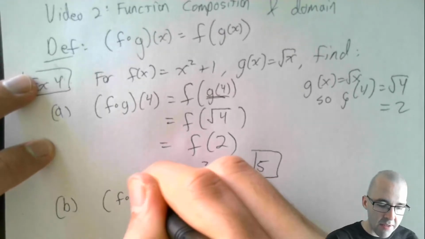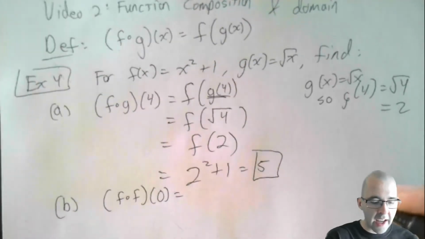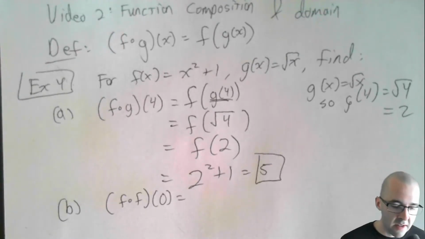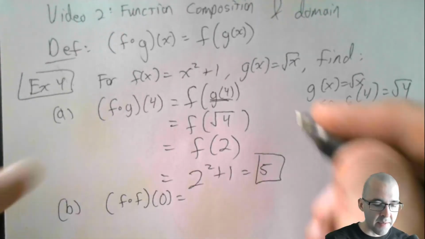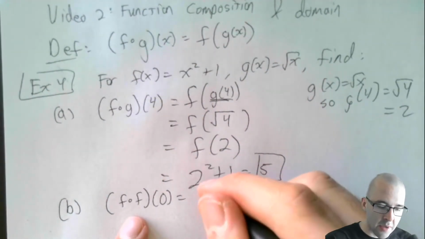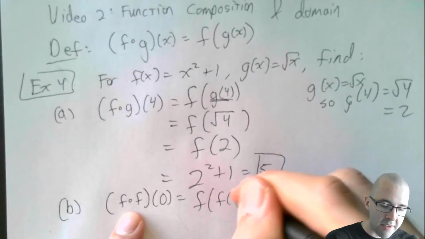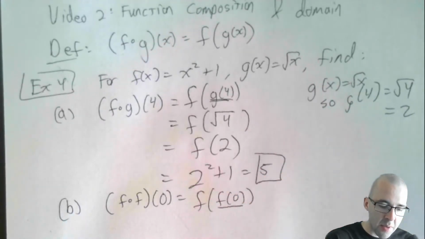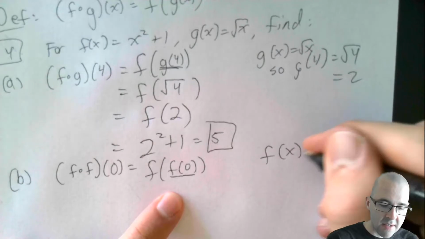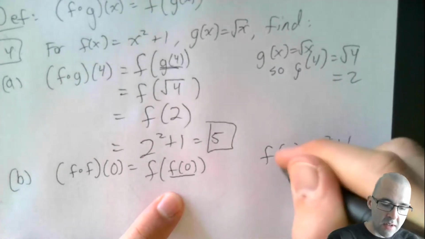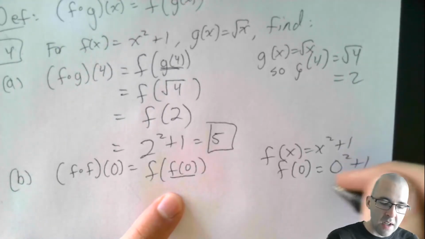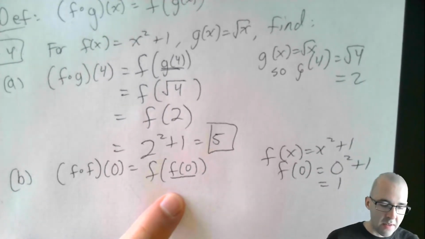Part B, (f ∘ f)(0). Again, they can be the same function. That has meaning too. Okay? It's just the same idea. So now instead of f of g of 4, now it's going to be f of f of 0. And again, you just start with the inside. Right? We said that f of x is equal to x squared plus 1. So what is f of 0? Well, that's going to be 0 squared plus 1. F of 0 is just positive 1.